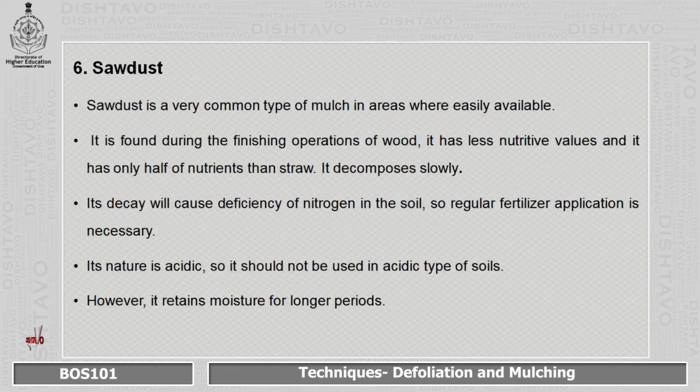Next is sawdust. It is a very common type of mulch in areas where it is easily available. It is found during the finishing operations of wood. It has less nutritive value and has only half of the nutrients of straw. It decomposes slowly. Its decay will cause deficiency of nitrogen in the soil, so regular fertilizer application is a must. Its nature is acidic, so it should not be used in acidic types of soils. However, it retains moisture for longer periods.